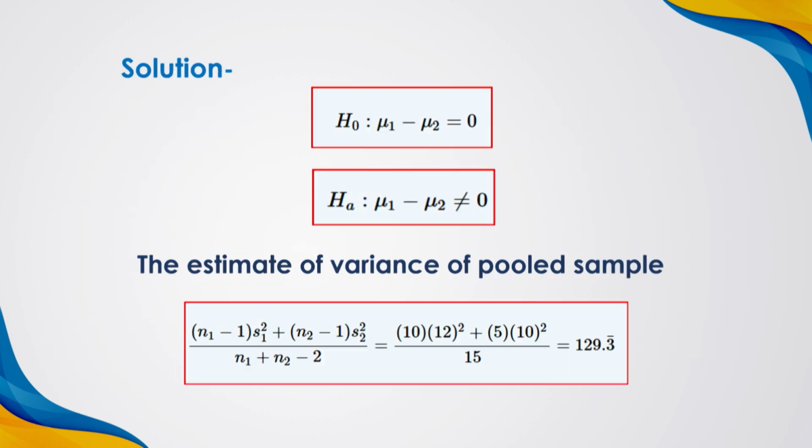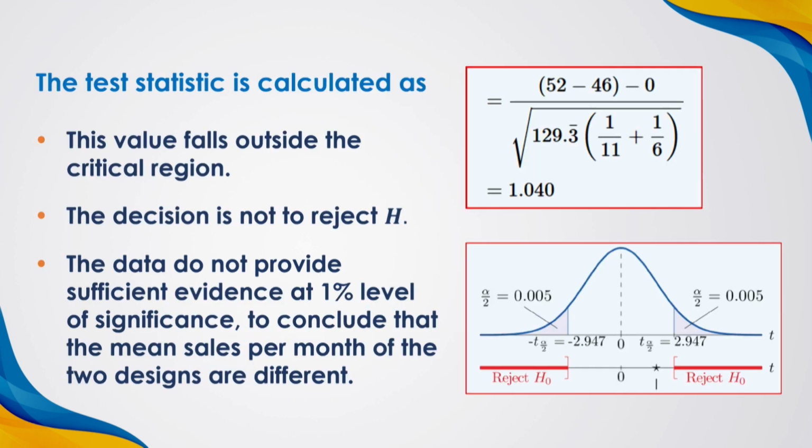The null hypothesis is taken as mu 1 minus mu 2 equal to 0. The alternate hypothesis is mu 1 minus mu 2 not equal to 0. The estimate of variance of the pooled sample is computed as 129.3. Now, the test statistic is calculated as t equal to 1.040.